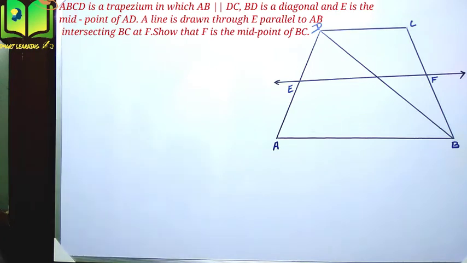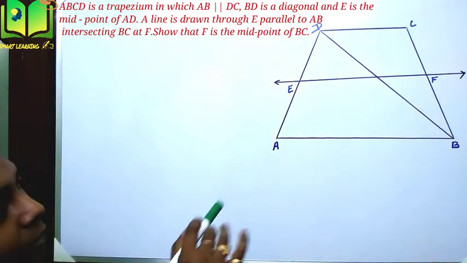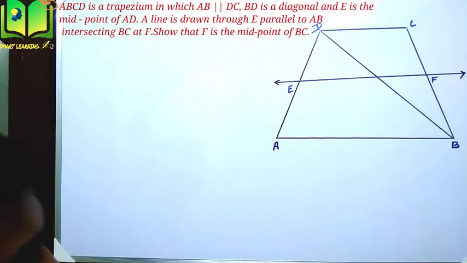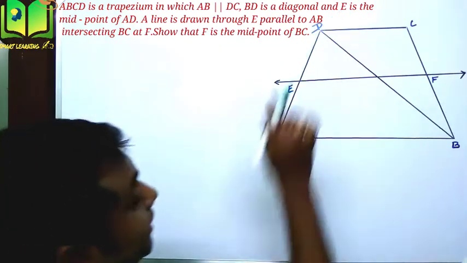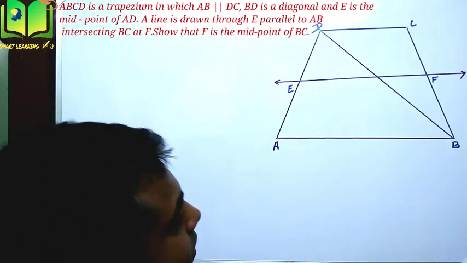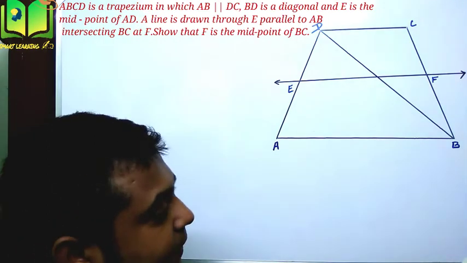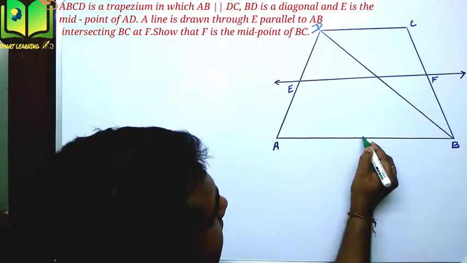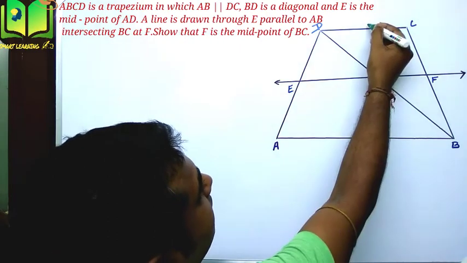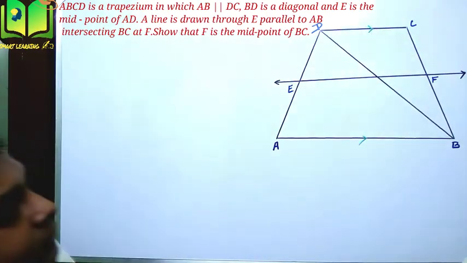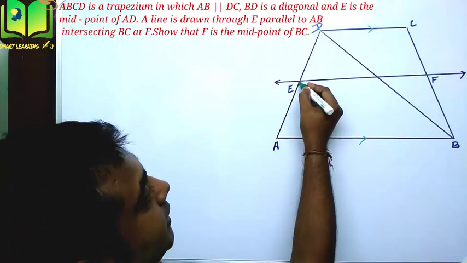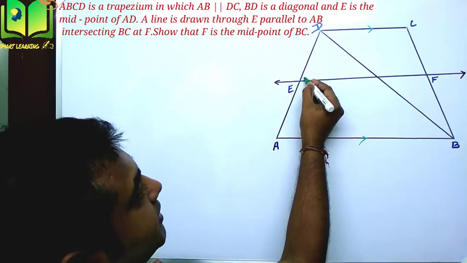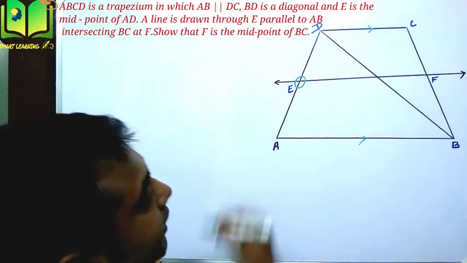See, this one is the next question. You know that according to the question, ABCD is a trapezium, and two lines are parallel here. Which lines are parallel? AB and CD. So these two lines are parallel, where point E is the midpoint.